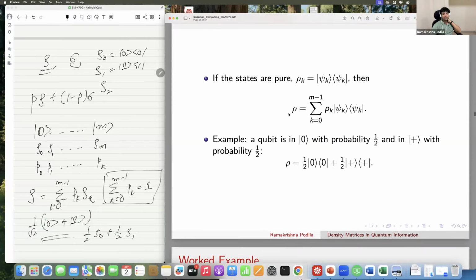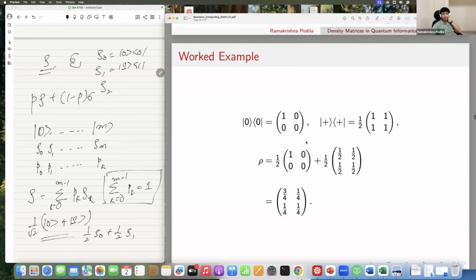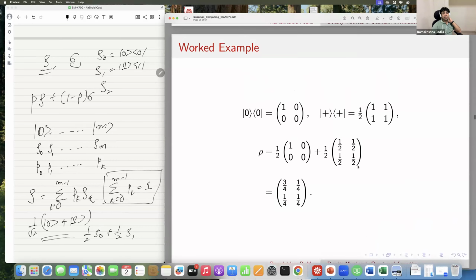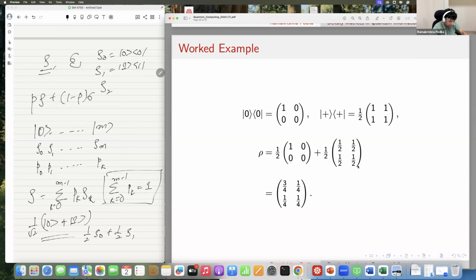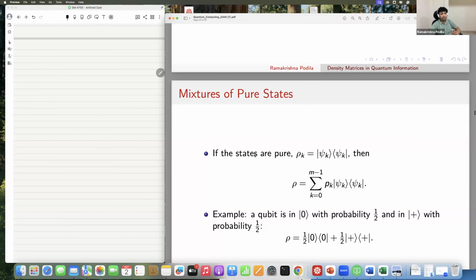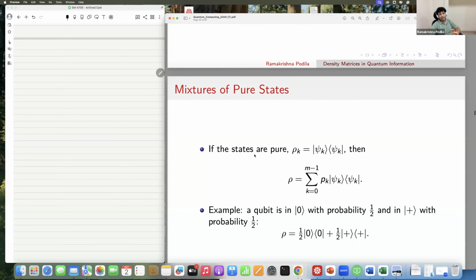I could make a mixture of different states, right? So I can get these different elements. All we are saying here is that you can have a convex combination. The point I want to drive home is that this kind of combination is not possible with state vectors, because if you make combinations like this with state vectors, you may end up getting results that don't make any sense.